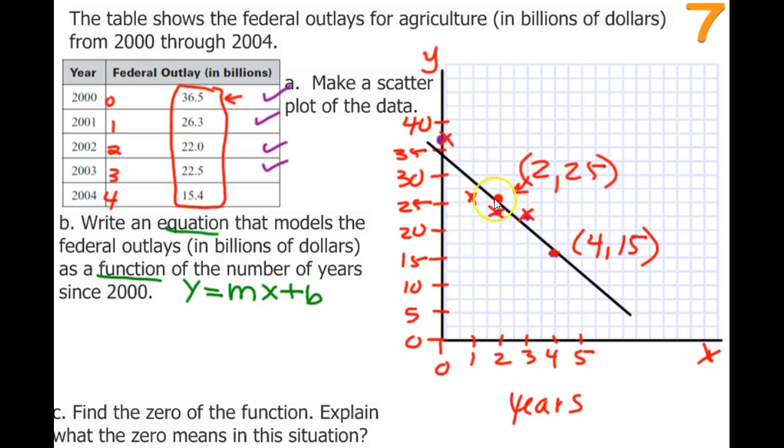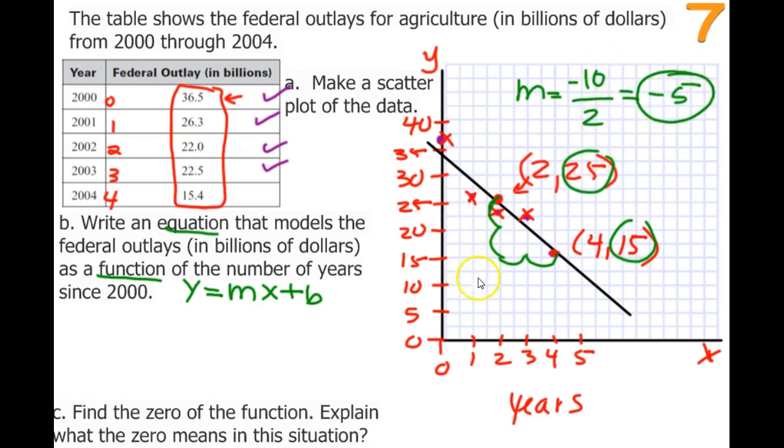So let's count our slope. We're going to rise or go down. Every 2 lines here is 5, so we're going down 5, 10. So we're down 10. Or you could just do y2 minus y1: 25 minus 15 would give you 10. So we went down. And then here we're going over 1, 2, or 4 minus 2 would also give you 2. So 10 divided by 2 is 5, and it's negative. So there's our slope.